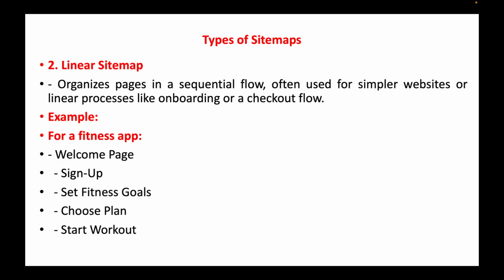Linear sitemap. Example, fitness application. First one, welcome page. Second, sign up. Third page, set fitness goal. Four, choosing the plan. And five, starting the workout. So these are a linear sitemap.